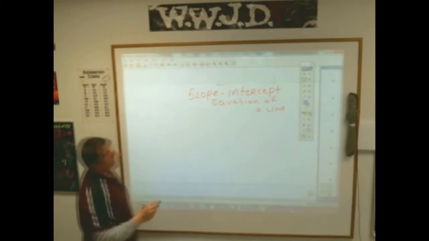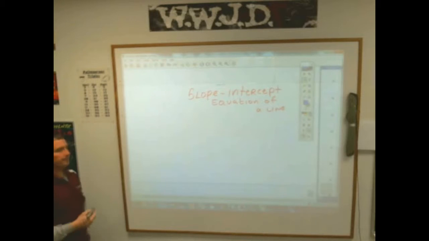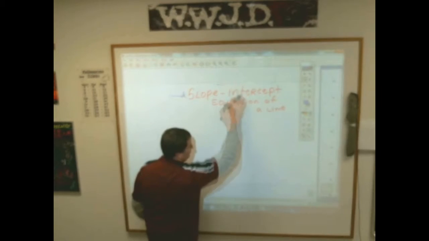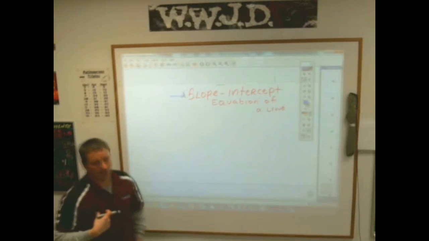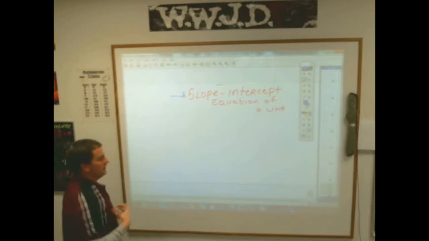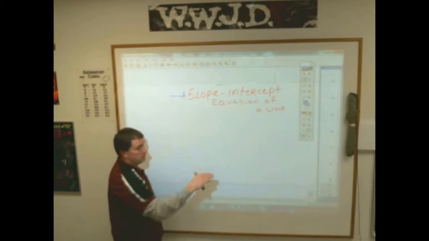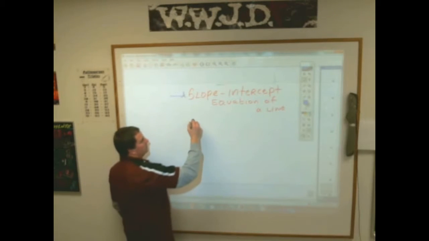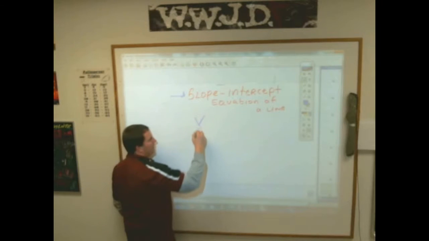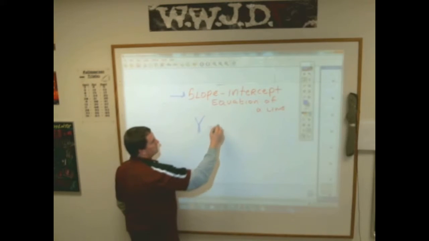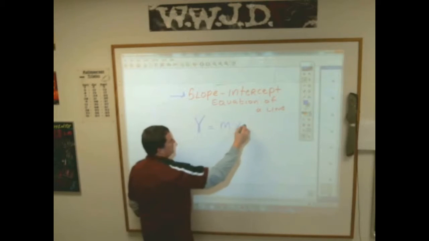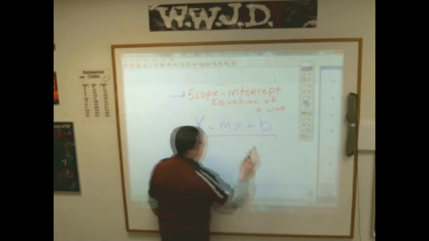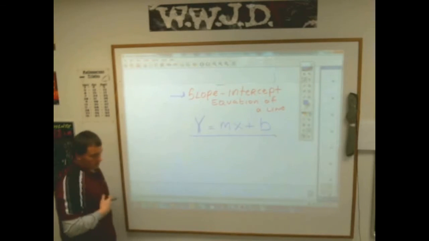Slope-intercept equations of a line, okay? You need to recognize that when you hear these two words put together, slope-intercept equation, that means the equation, the equal sign and whatever, has to be in this form. It has to look like this. Just write this down and accept it. Y equals mx plus b. This is the slope-intercept equation.